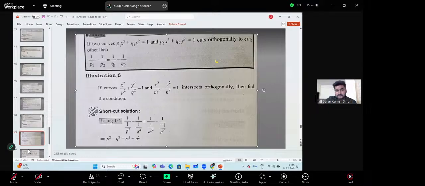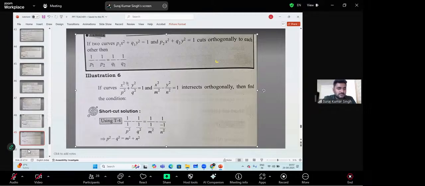1 by p1 minus 1 by p2 equals to 1 by q2 minus 1 by q1 minus 1 by q2, we will write out. So now you can see 1 by p1 in place of p1. In place of p1, you can see in the question 1 by p square is given. So here 1 by p square minus 1 by q square equals to 1 by m square minus 1 by n square is written here. Why is minus coming here? Because here was the plus and the question is taken by minus. So now after solving this one, what is coming? p square minus q square equals to m square plus n square.